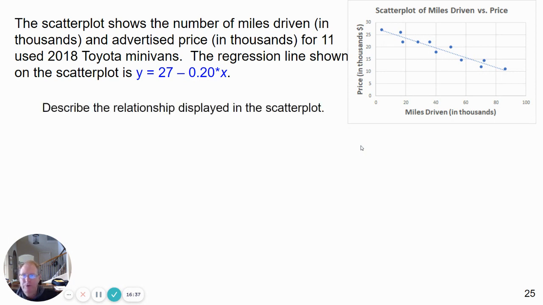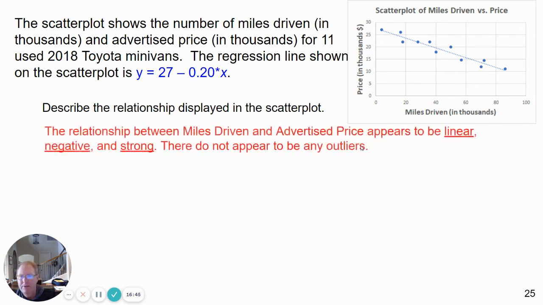We could ask you to describe the relationship displayed on the scatter plot. So you're going to have to talk about the direction, the strength, and the form, and whether there are any outliers. So here's my answer. The relationship between miles driven and advertised price appears to be linear, negative, and strong. Also, there do not appear to be any outliers. I call this a strong relationship because the data looks to be really close to the line.